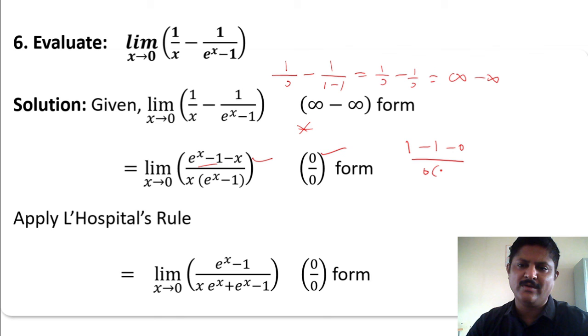Apply L'Hospital's rule. Differentiation of numerator is e power x minus 1, divided by, apply product rule, first function into differentiation of second function. First function x, differentiation of second function is e power x, plus second function e power x minus 1 into differentiation of x, which is 1. Put x equals to 0, again we get numerator e power 0 minus 1, 1 minus 1, divided by 0 plus 1 minus 1, 0 by 0 form.